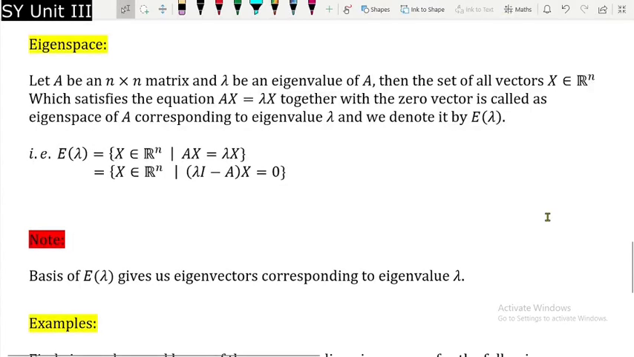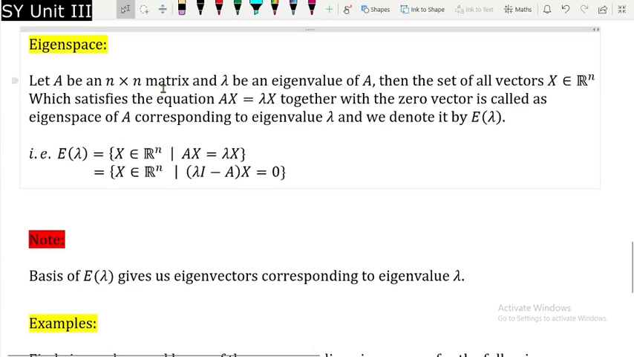Now let us see the definition of eigenspace. Yesterday, I think we have already seen the definition of eigenspace before. Last time we have seen the theorem that eigenvectors corresponding to distinct eigenvalues are linearly independent. Now let us see what is an eigenspace.